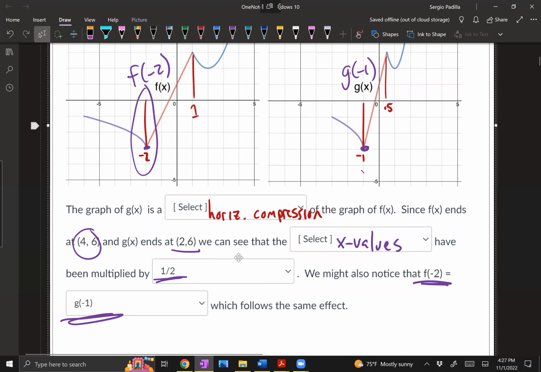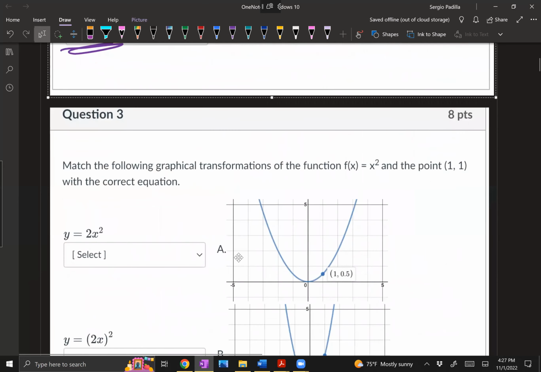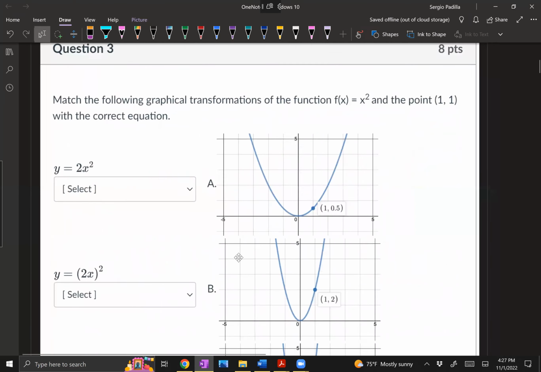So any questions on this one? Question number 1, how to deal with these. You're going to want to definitely look at what changes between them. Is it the y values that are changing, the x values? You might have something like this on the exam tomorrow or Wednesday, whenever you're taking it. But this is just really a review problem for transforming a graph in general.